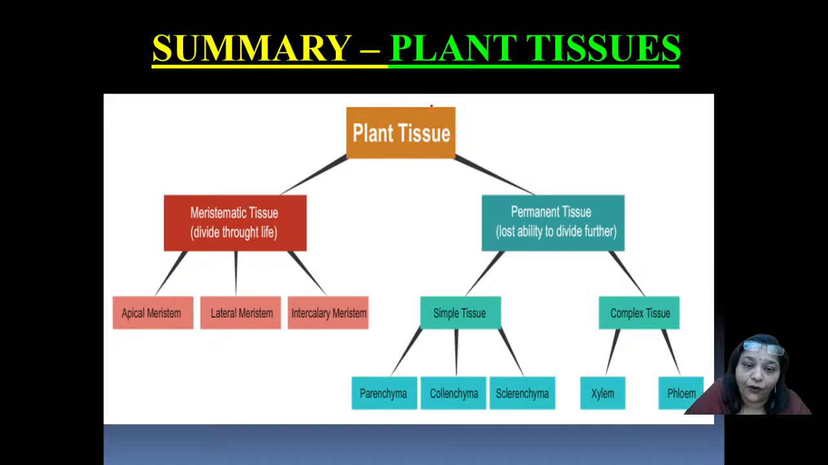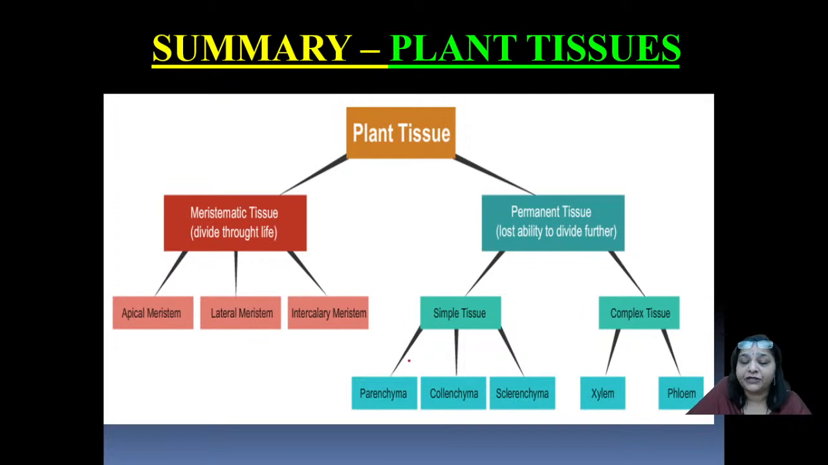Let us see a summary of the whole session today. We learnt about the plant tissues. Plant tissues are generally classified into two types: meristematic tissue, that is the growth tissue, and the permanent tissue that actually is located permanently and does the specific function. The meristematic tissues are classified into three types: the apical meristem, the lateral meristem, and the intercalary meristem, whereas the permanent tissues are again classified into two: the simple tissue and the complex tissue.